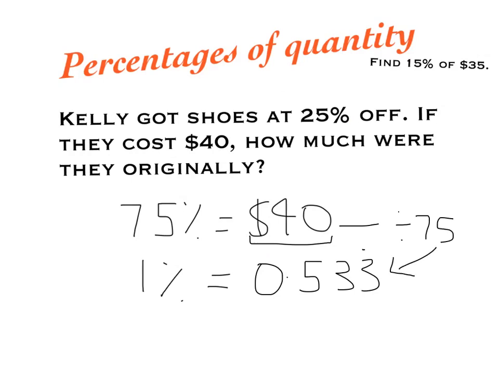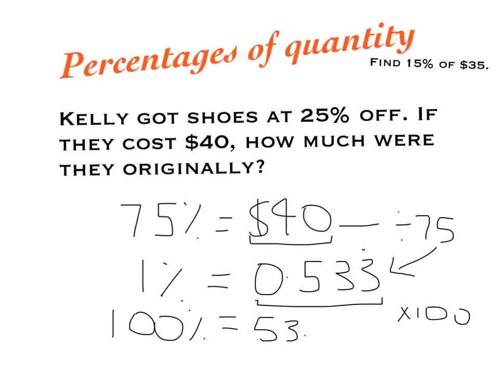That got me 1%. So 75% was $40. 1% was 53 cents. Now I can times it by 100. So to get 100%, I take that number there that I haven't deleted from my calculator and multiply by 100, and it gets me $53.33 reoccurring.